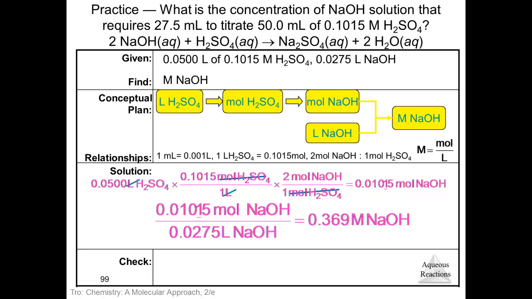Now once I know the moles, I already know the volume, we converted that into liters, so all I have to do is get the desired units that I need for molarity, or moles over liters. So I just put moles of sodium hydroxide over the volume, that gives me the molarity.